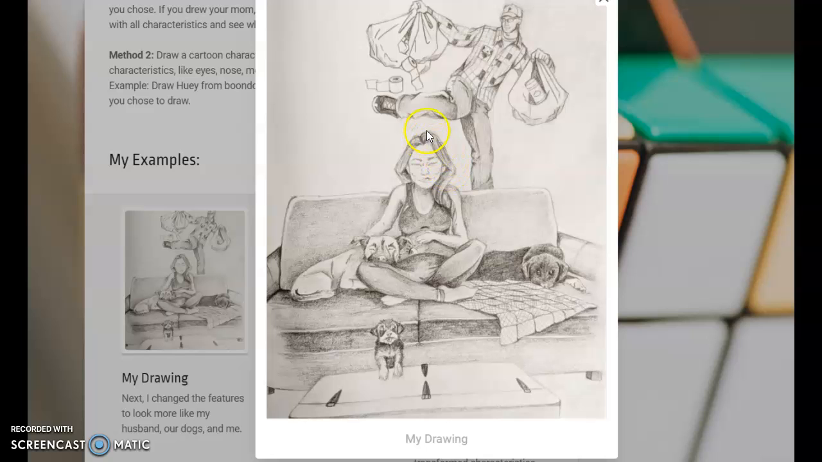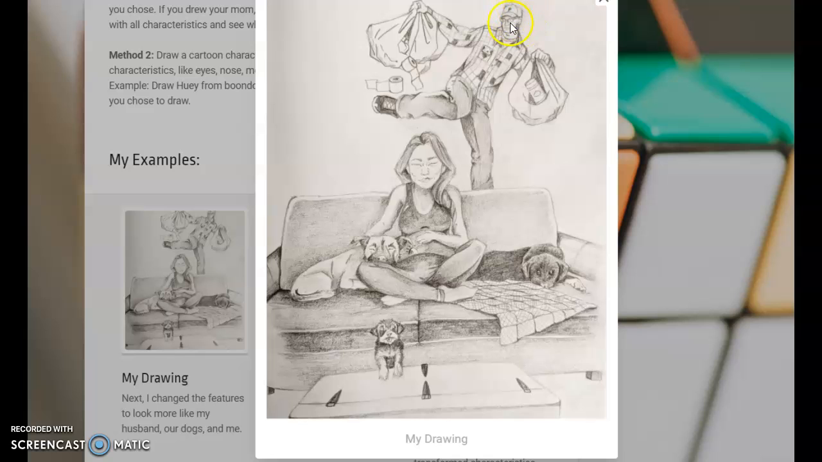I added a different hairstyle for me. I'm not really the big hands-in-the-air type, so I just had my hand resting on my pregnant belly there, with our dogs huddled around cuddling with me. Toilet paper is coming out because this is right when COVID hit, and toilet paper and Clorox wipes were hard to find, so I thought that would be something funny to add.